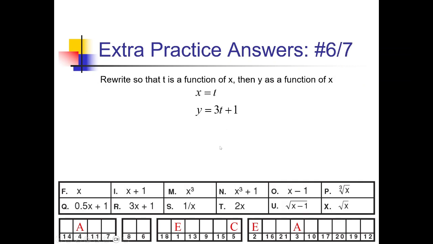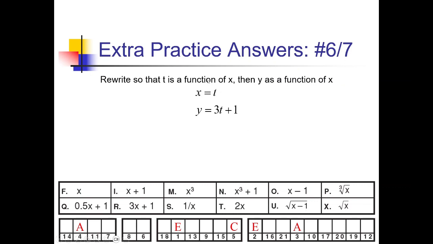For the rest of the problems on this puzzle, we've got a different set of answer choices and different directions. This time around, they're giving us 2 questions at once. For the even numbered question, 6 in this case, they want you to rewrite these parametric equations so that t is a function of x. Then, for the odd numbered one, they want you to rewrite y as a function of x. And it'll turn out that doing it in this order, one thing will lend itself to the other. So let's do problem 6 first.